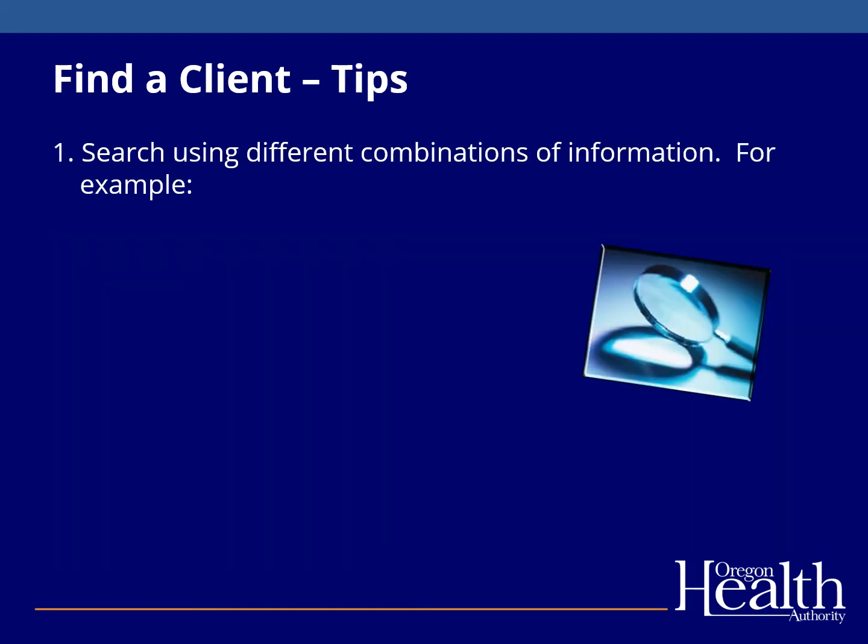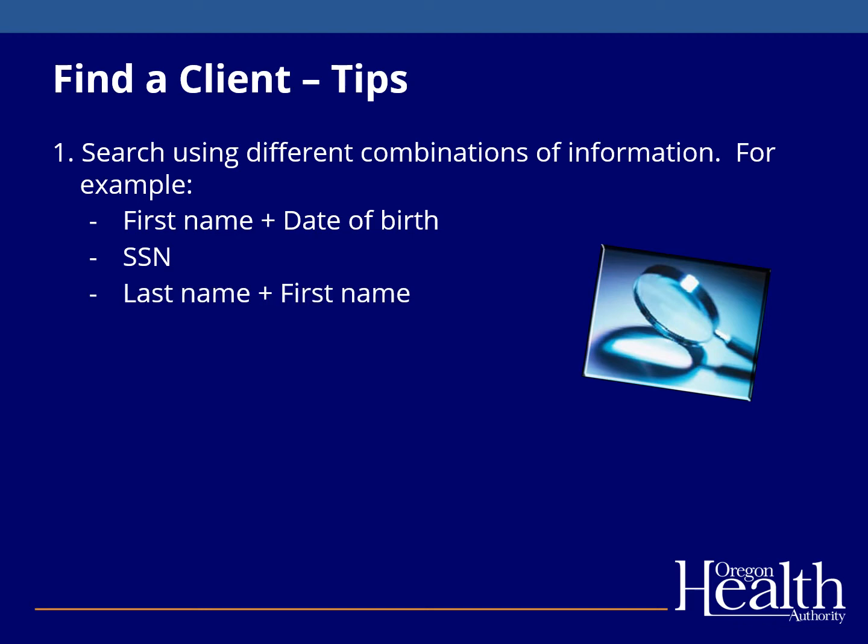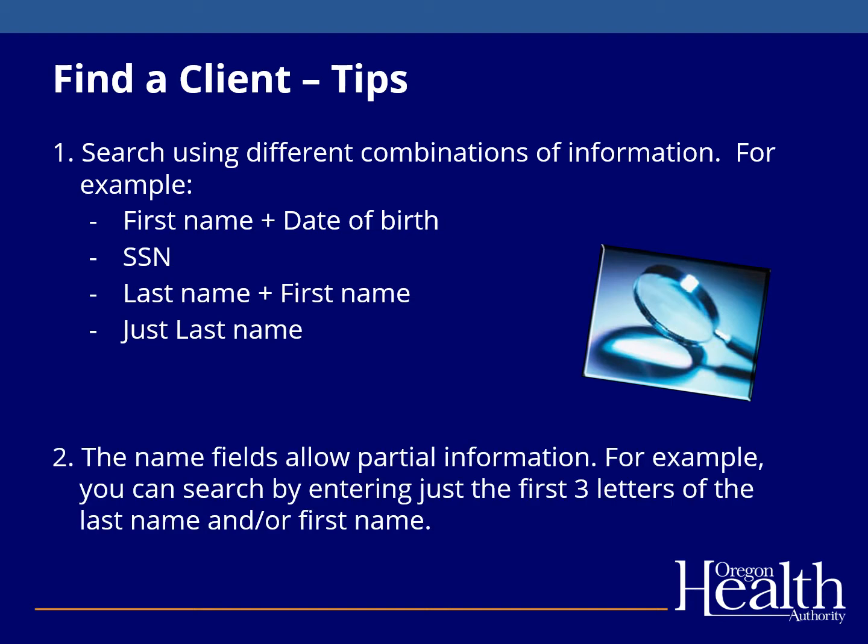It can take more than one try to find the client you're looking for, so here are some tips. Search using different combinations of information like the first name and date of birth, the social security number, the last name and first name, or just the last name. Some fields even let you enter only partial information, like you can just enter part of the client's last name or first name.